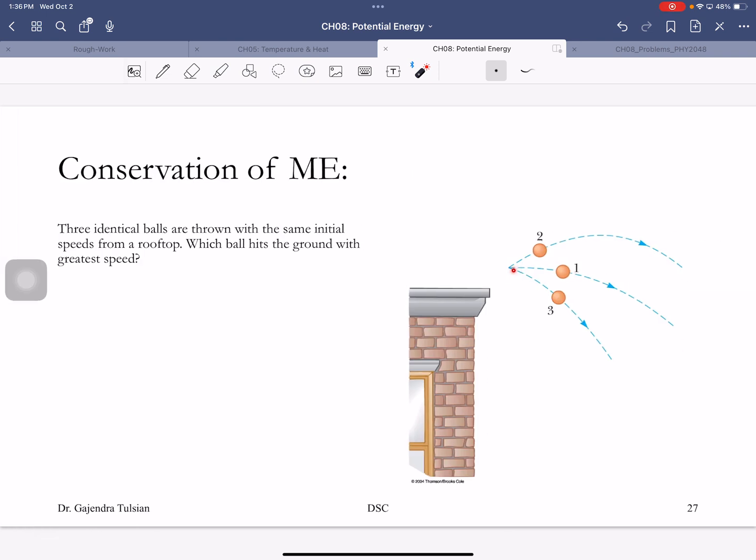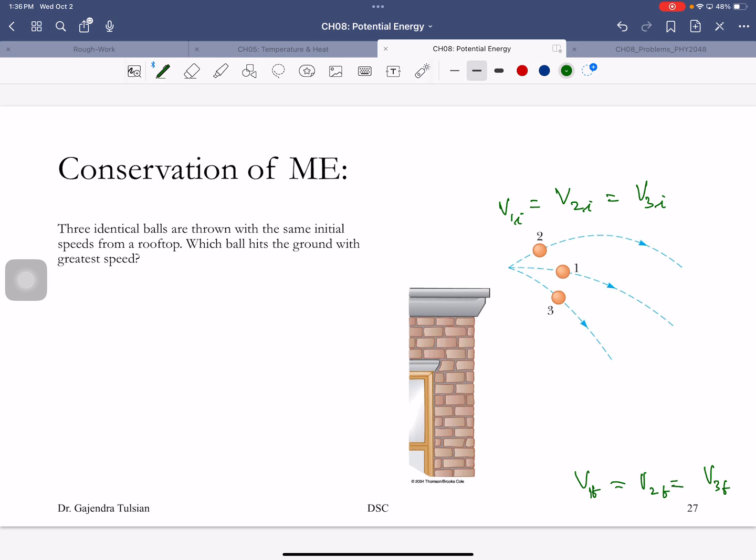Let's say you get on top of a building and throw these balls at the same speed. Which ball will hit the ground with the greatest speed? So initial speed is the same, except that you're throwing them in different directions. I'm asking the speed. It would be the same. It'll be the same. Very good.